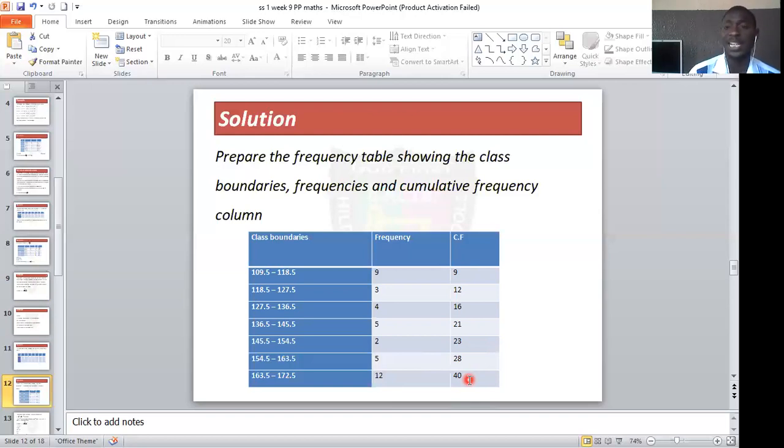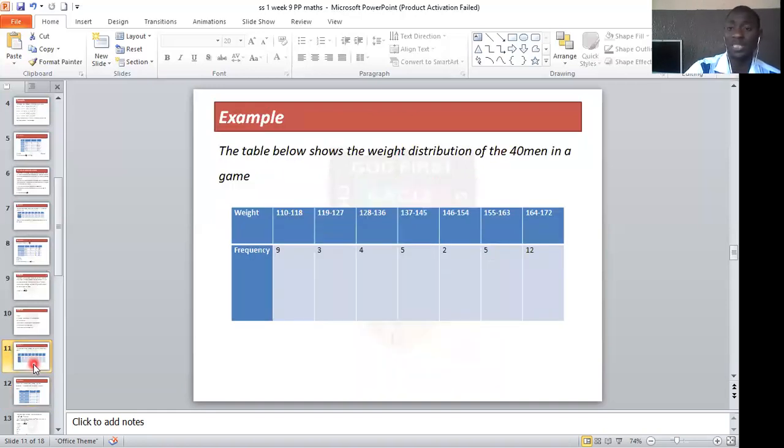Using the formula, median is L1 plus (N/2 minus FB) divided by F, times C, where C is the class width, F is the frequency of the median class, N is the total frequency, and L1 is the lower class boundary of the median class. We are given that the total frequency is 40. So now how do you get your median class? Let's go to the solution.